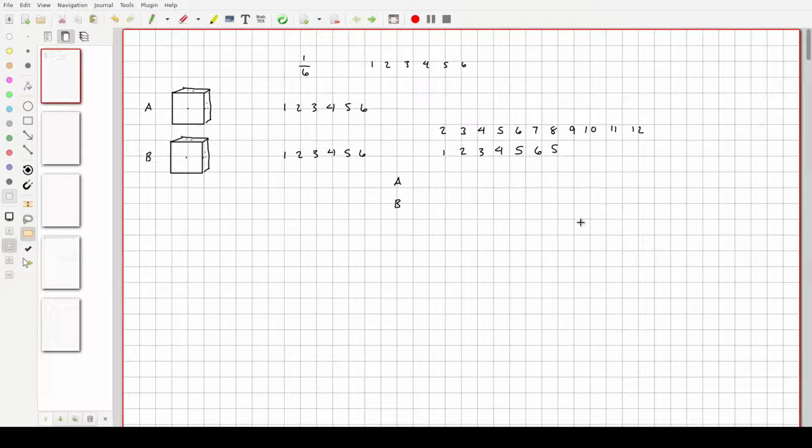What about a 9? 6, 3, 3, 6, 5, 4, 4, and a 5. Well, that's interesting.